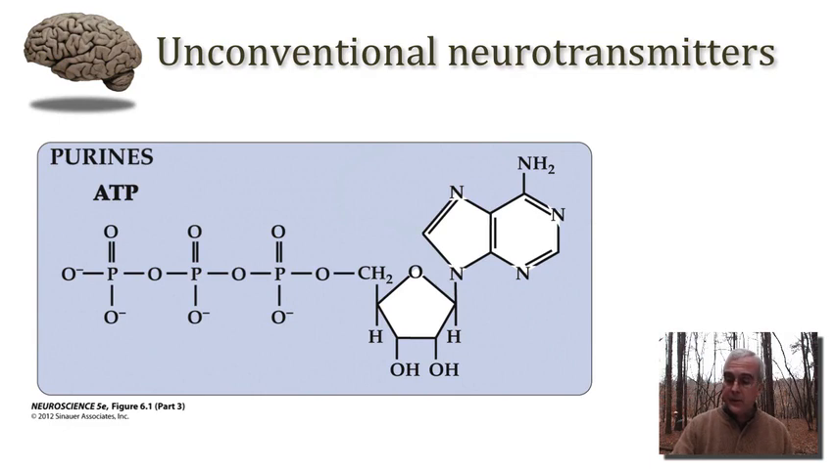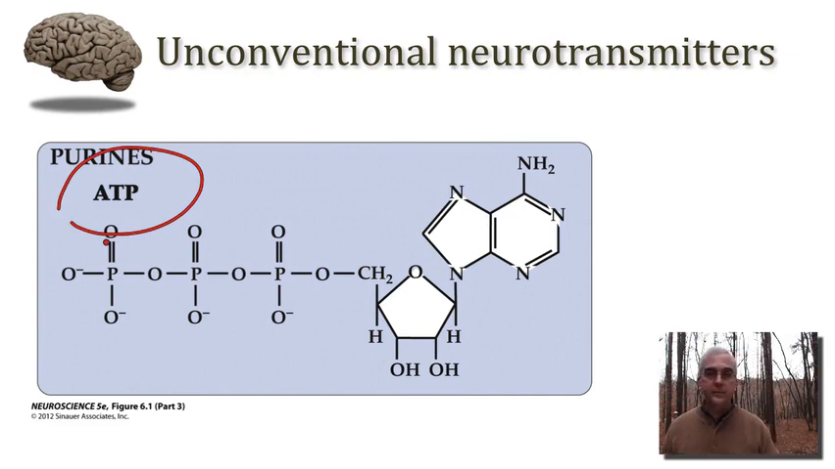So these include our purines, such as adenosine triphosphate. So you're all familiar with this molecule from your studies of cellular metabolism. You know that ATP is the energy currency for cells.